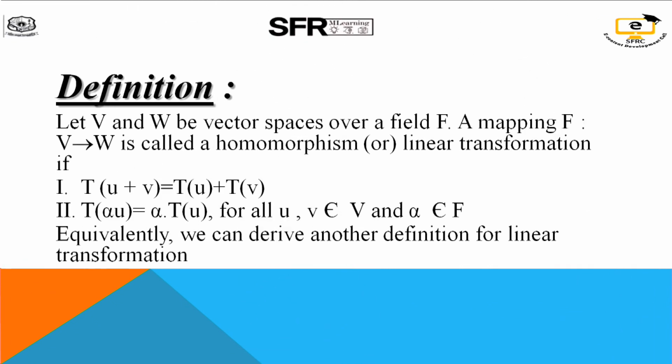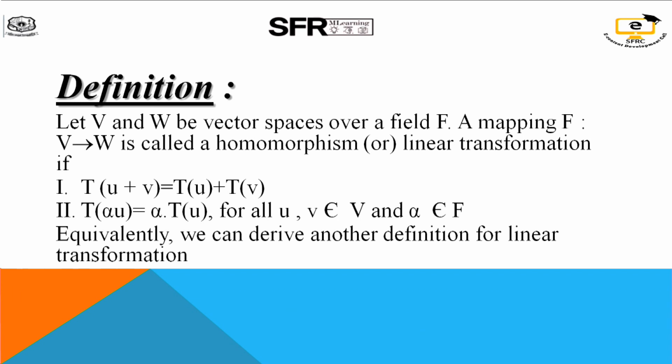Taking a map between vector spaces, let V and W be vector spaces, and the mapping T is called a linear transformation if it satisfies two conditions: T of u plus v equals T of u plus T of v, and T of alpha u equals alpha into T of u, for all vectors u and v belonging to the vector space V and scalar alpha belonging to the field F.